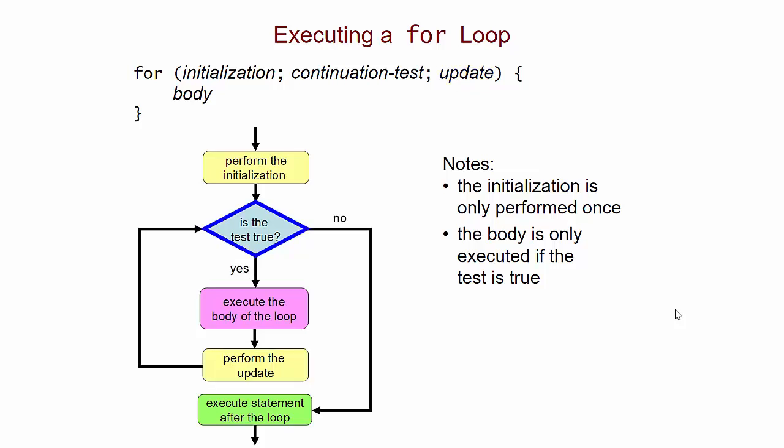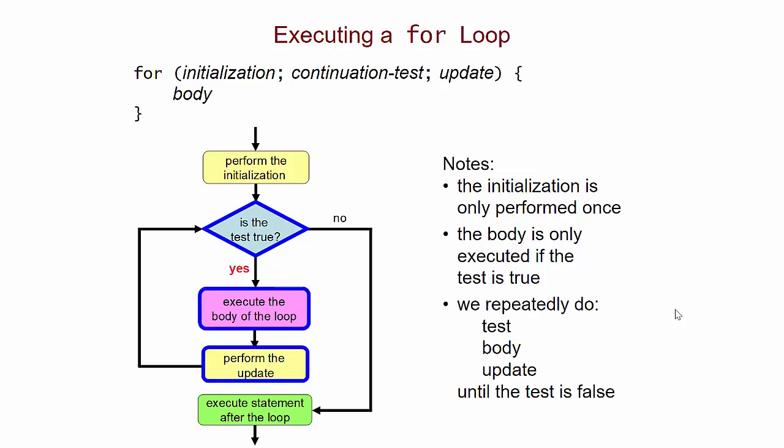If it's still true, we do the body and then the update. And so we're going to keep doing test, body, update until the test is false, at which point the loop is over, and we skip over the body and come down here and do whatever statement comes after the loop.